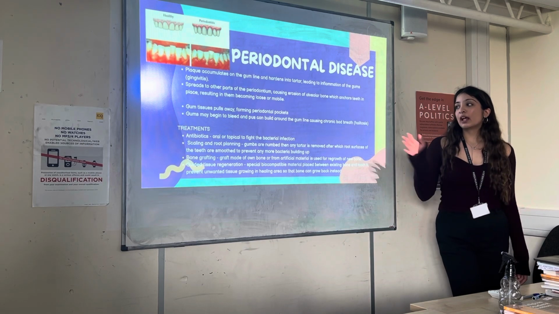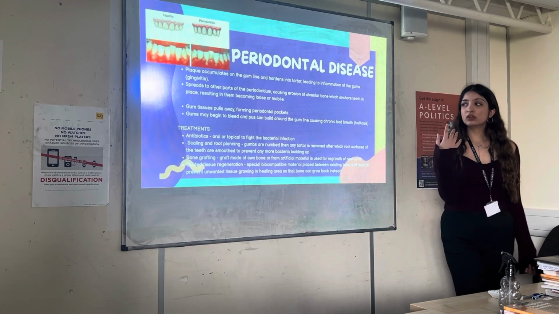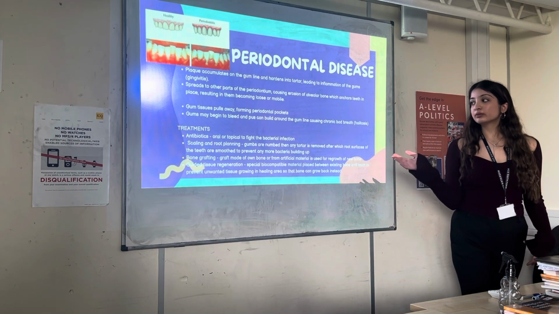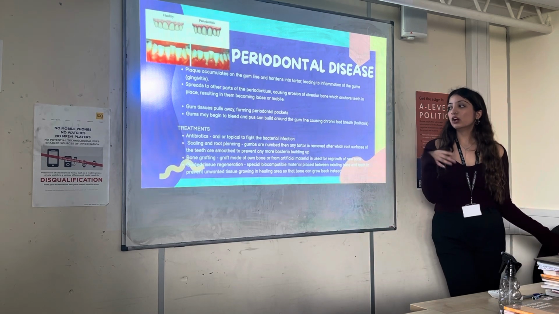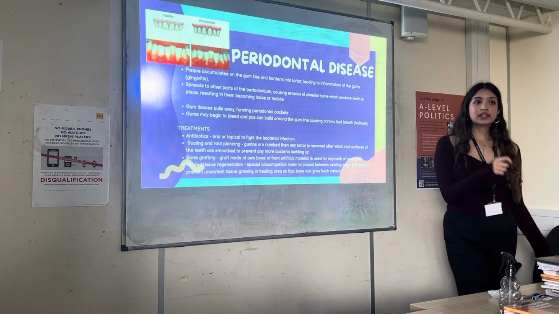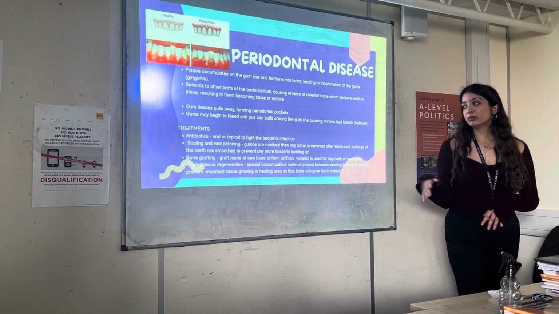So non-surgical ones are antibiotics, either oral or topical, so they're applied only to the pockets, and that just fights the bacterial infection. Or there's scaling and root planing, where the gums are numbed and then any tartar is removed by scaling, and then the root surfaces of the teeth are smoothed out to prevent any bacteria from building up.